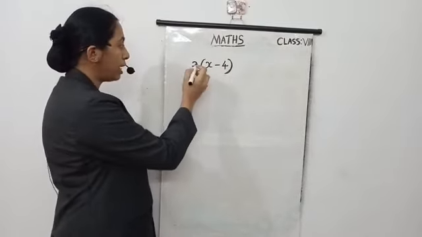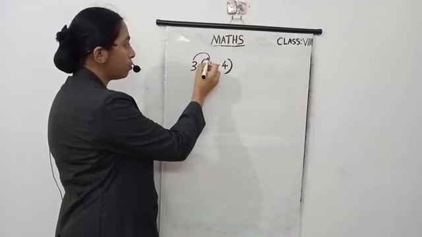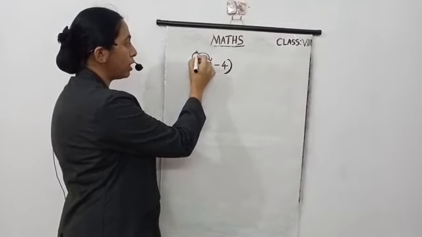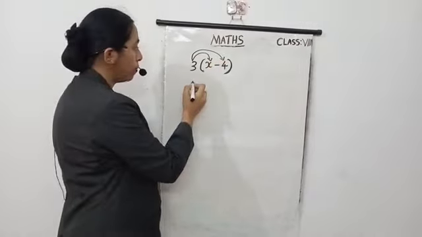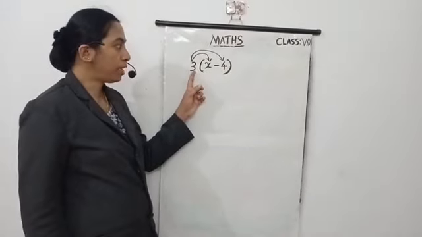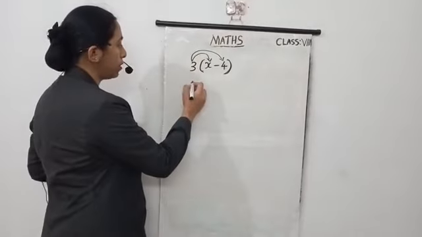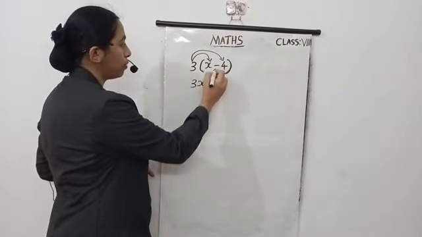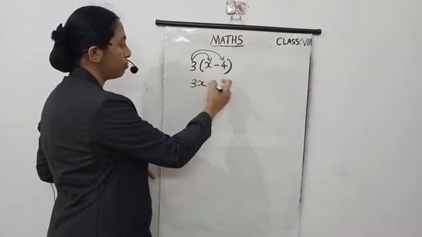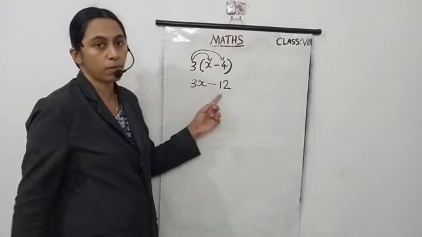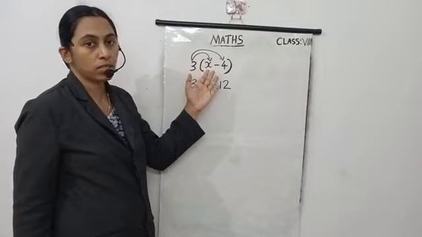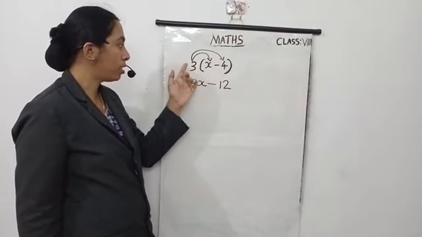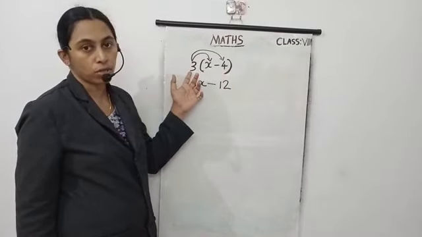Understood? We already did it like that. 3 into x, and also we need to multiply 3 into 4. So we multiply 3 into x, we get 3x. Then put this minus sign. 3 into 4, 12. So 3x minus 12. So here we multiply each term inside the bracket with this outside constant or variable.